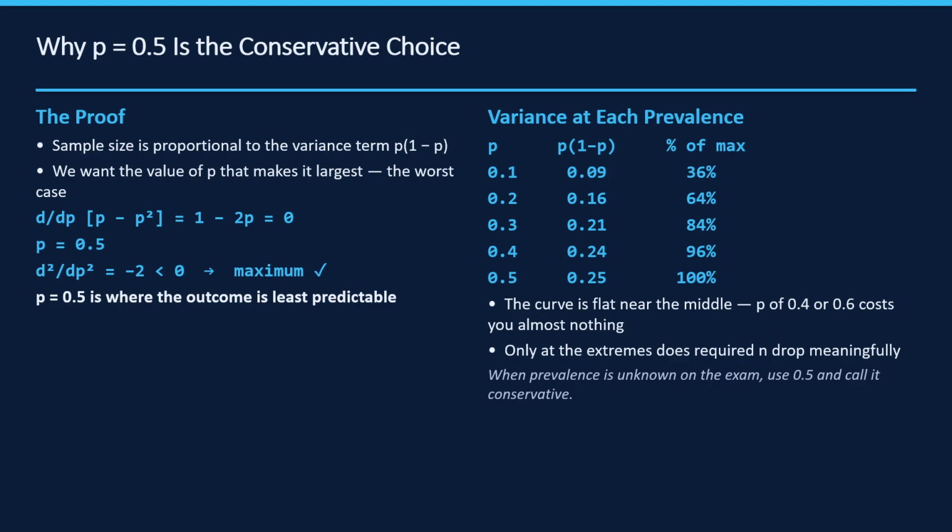Conceptually, 0.5 is where the outcome is most unpredictable, maximum uncertainty, and any deviation from it makes things more predictable and shrinks your required n. When in doubt on the exam, use 0.5 and say it's conservative.